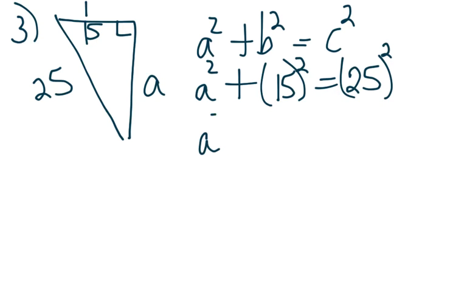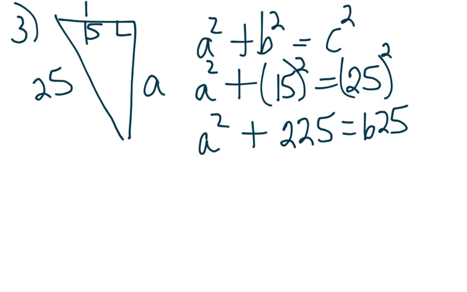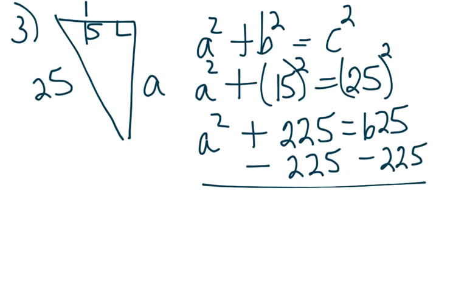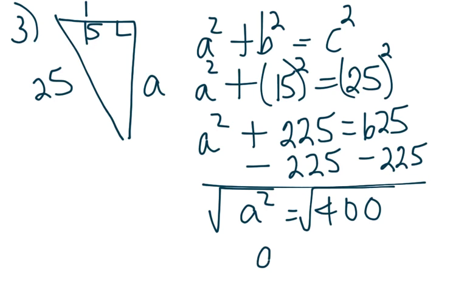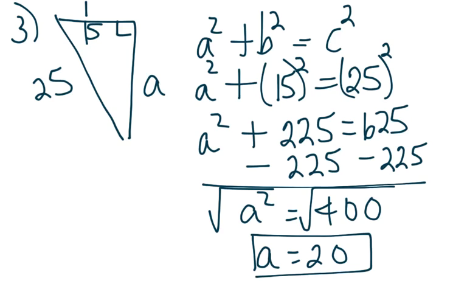So we have a squared. 15 squared is 225. 25 squared is 625. So to solve that, this time we're going to subtract the 225 from both sides. So we have a squared equals 400. Then we can do the square root of both sides. So a equals 20. That tells us the length of the missing leg.